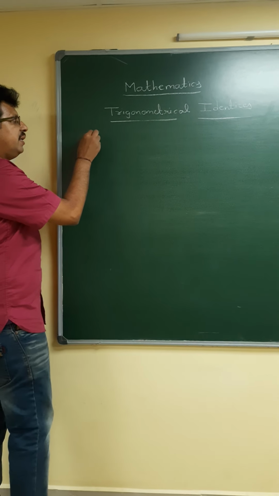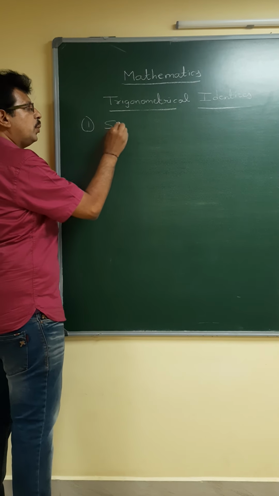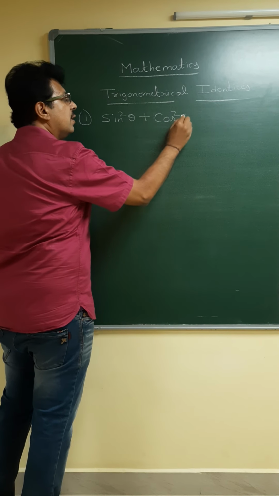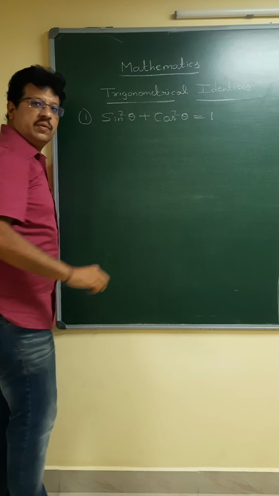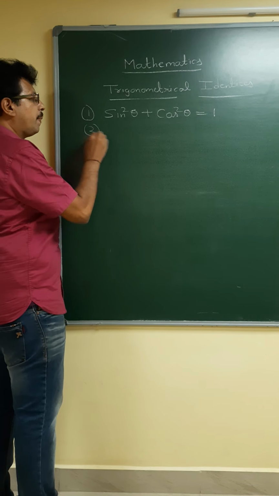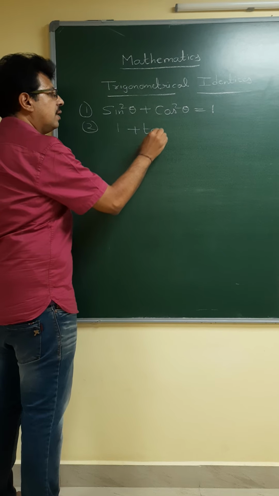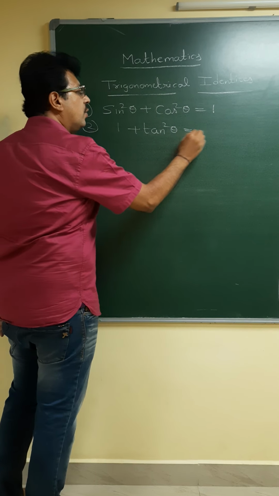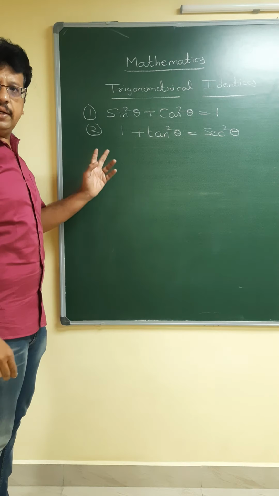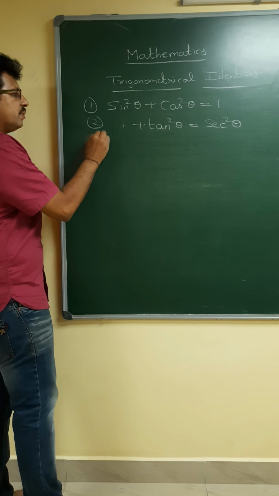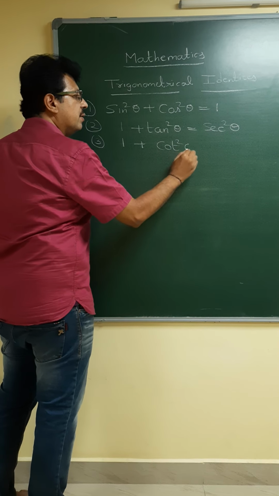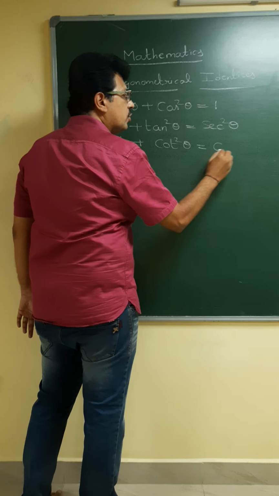The first identity is sine square theta plus cos square theta equal to 1. This is the first identity, a very important identity. And the second one is 1 plus tan square theta equal to secant square theta. This is the second identity. And the third one is 1 plus cot square theta equal to cosec square theta.